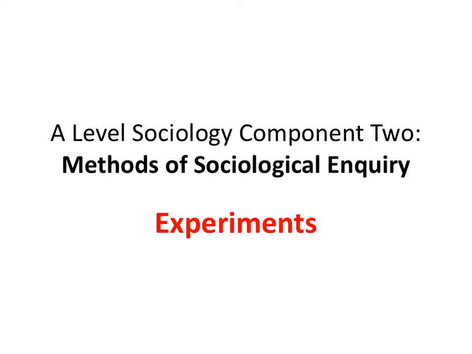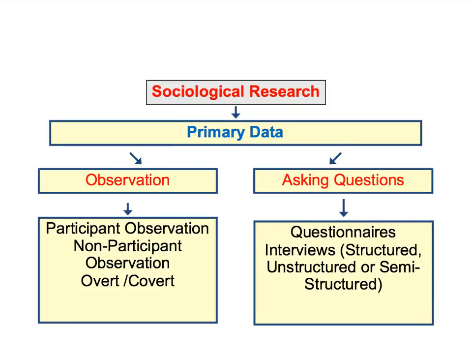In this component 2 screencast, we're going to focus on the use of the experimental method in sociological research. Now, normally when sociologists are creating primary data, so new information, they use one of two broad approaches. They either watch people, so they use various types of observation, or alternatively they ask people questions, and there are different techniques for doing that.